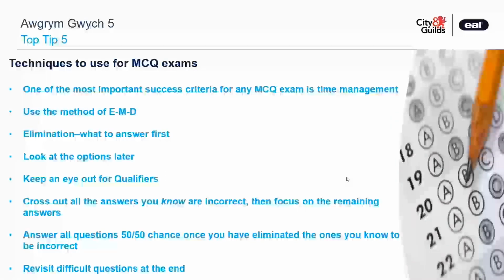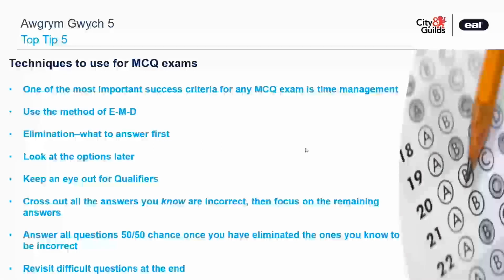The second one is answer all questions. Absolutely, there's a 50-50 chance once you've eliminated the ones you know to be incorrect. Learners should eliminate any alternatives which are obviously wrong or completely unfamiliar to them, because some learners think if it's a word that's unfamiliar, it must be right, when actually it's usually the opposite. If it's unfamiliar, it's most likely not going to be the correct answer. Then get them to revisit those difficult questions at the end, time allowing, and only then should learners make an educated guess rather than leave any questions unanswered.